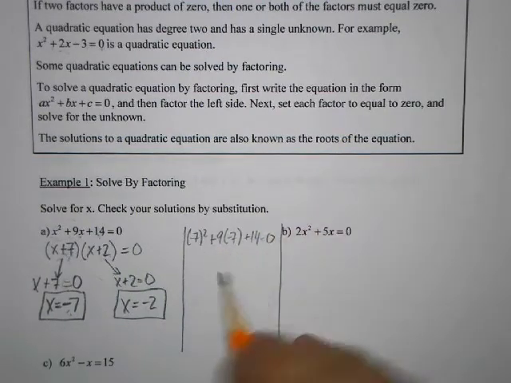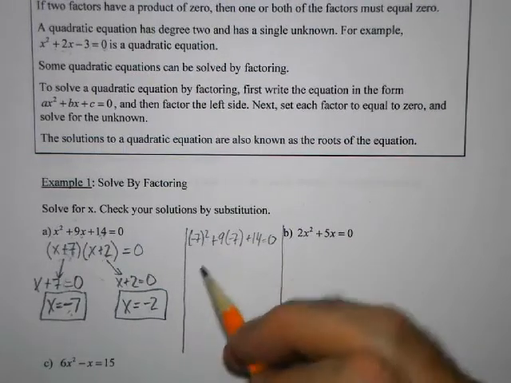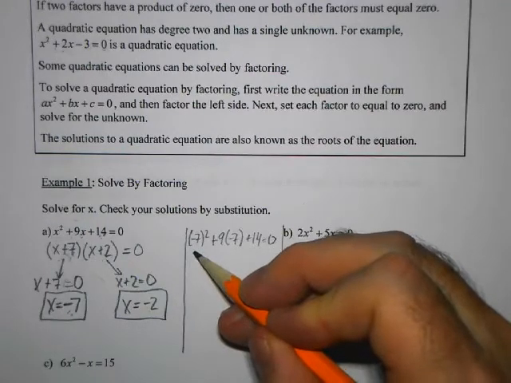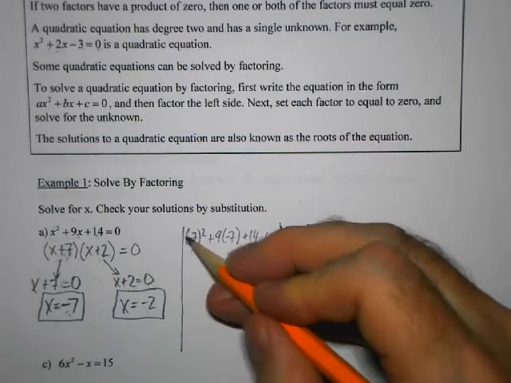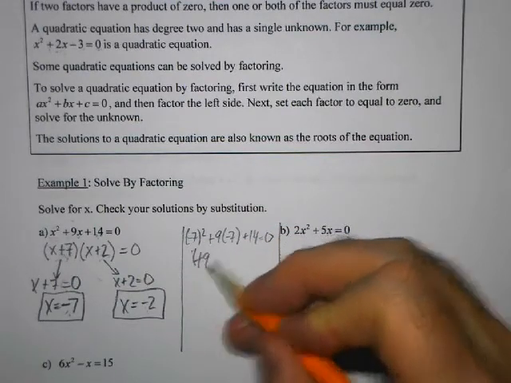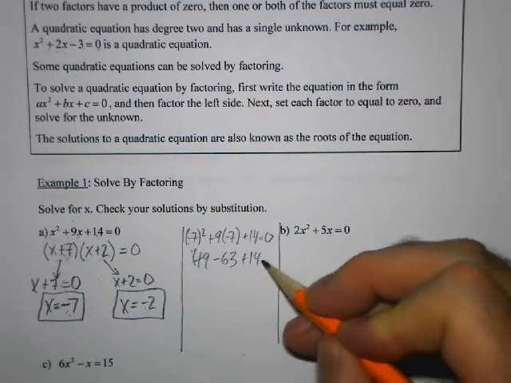So now I'm going to simplify this and see what happens. So negative 7 squared. So remember, anytime you square a negative number, it's positive. It's important to put the brackets around the number when you're squaring it. So this is going to be 49, and it's going to be minus 63 plus 14 equals 0.